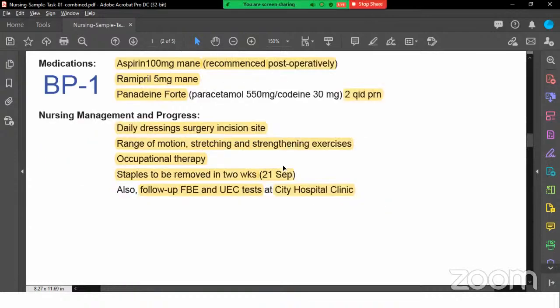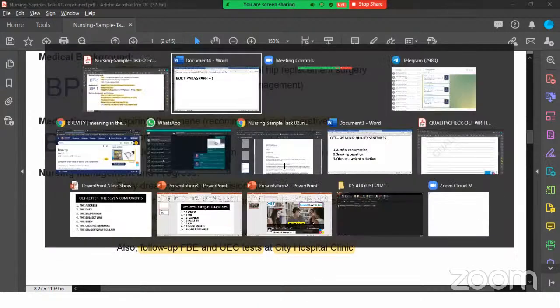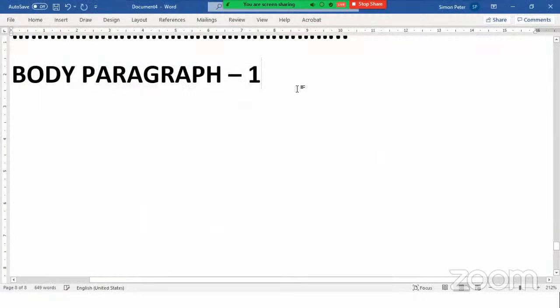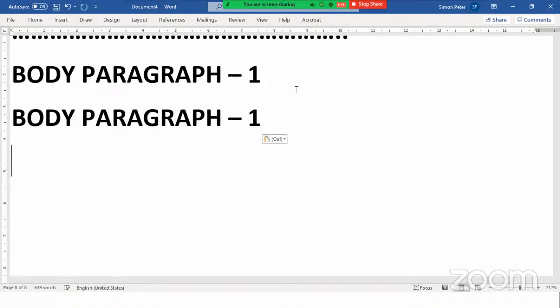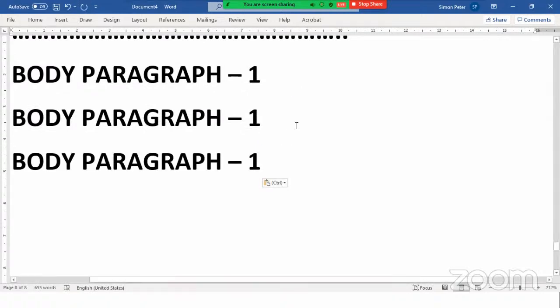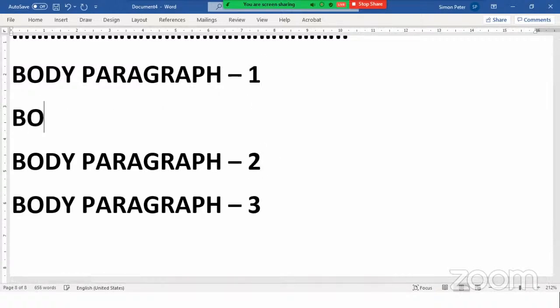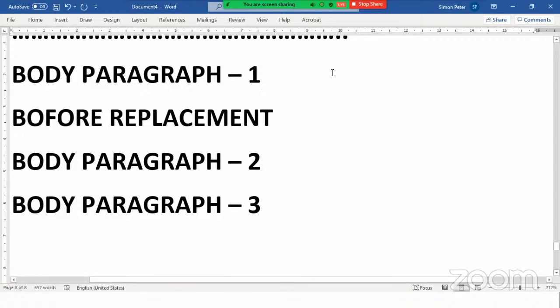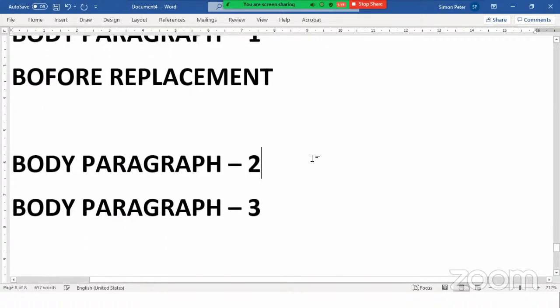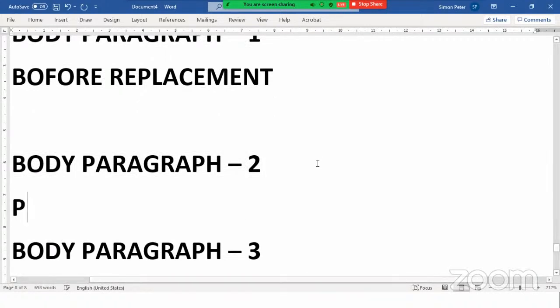So the paragraphs are divided into three: body paragraph 1, body paragraph 2, and body paragraph 3. Body paragraph 1 is before replacement, all the things before replacement. This is called organization. And body paragraph 2 is after replacement, meaning post-operatively.